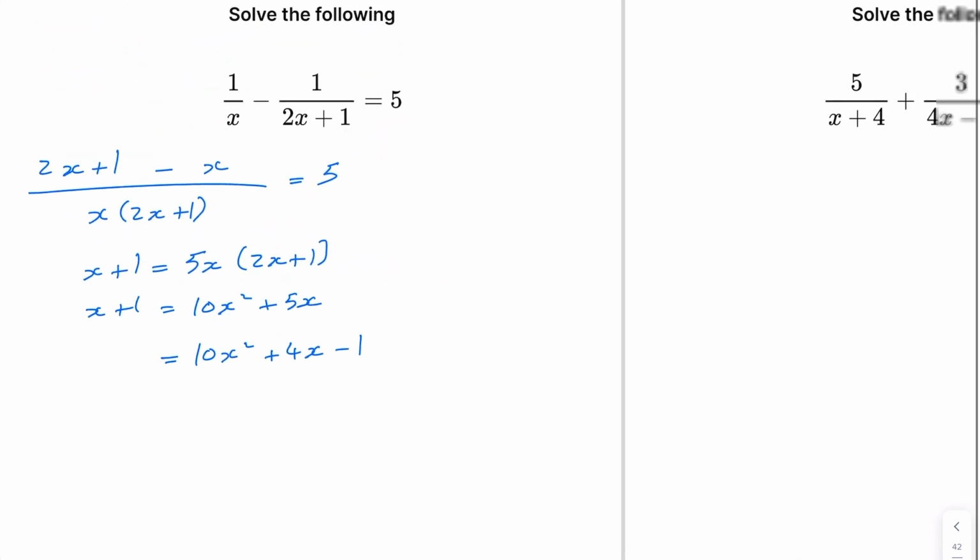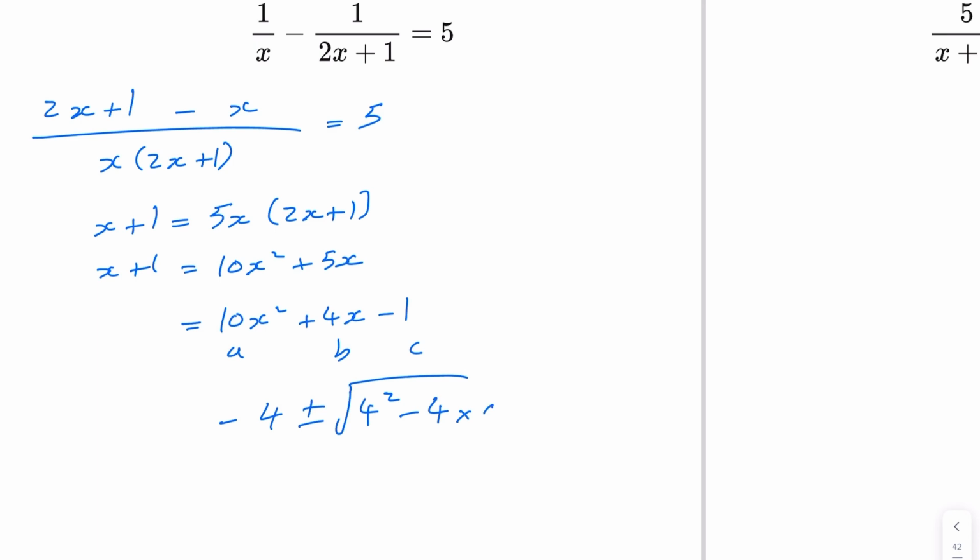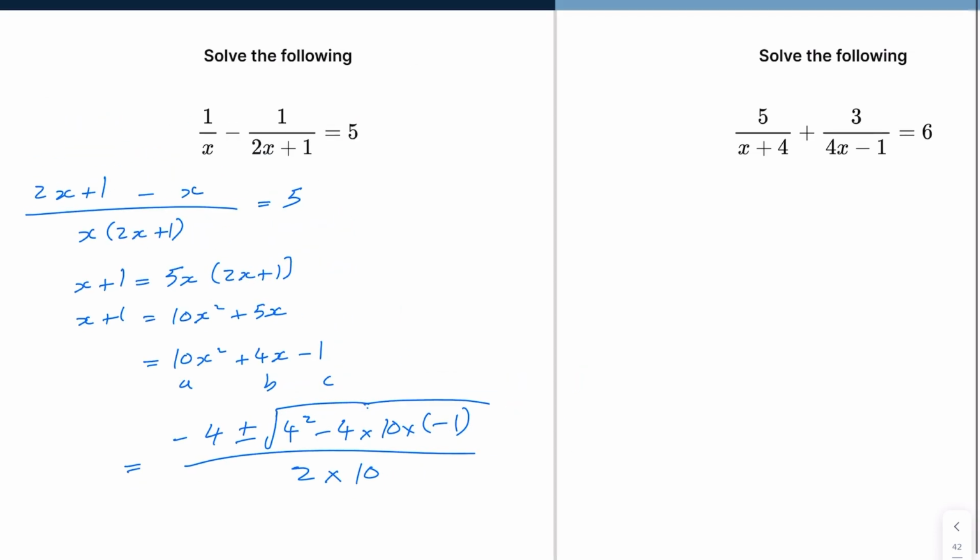And like I said, this will appear on a calculator paper. So at this point, you can just put this into a calculator using the quadratic formula. So that's a, b, and c. That would be minus 4 plus or minus the square root of b squared minus 4 times a times c, and a here should be 10, all over 2 times a, which is 2 times 10. And then your final answer will be the result of that. So you'll end up with 2 values.